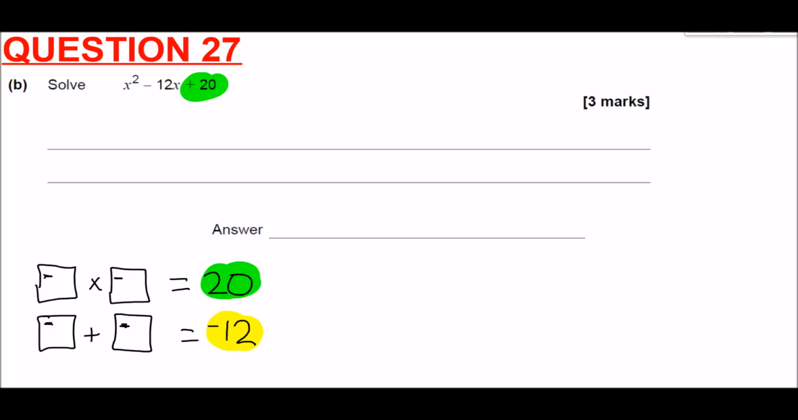Eventually, what you'd hopefully stumble upon is that minus 10 and minus 2 work perfectly. Minus 10 multiplied by minus 2 is minus 20. Sorry, positive 20. But minus 10 plus minus 2 gives us minus 12.